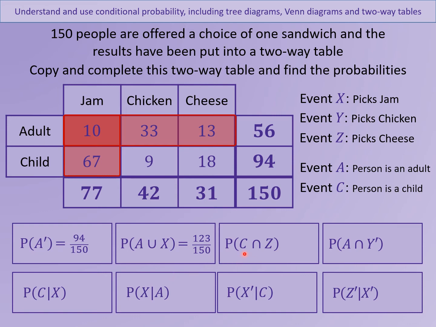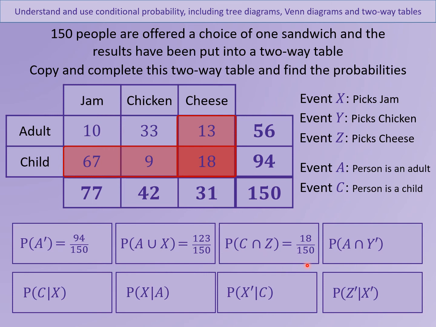The probability of picking a child at random and that child having a cheese sandwich. So what's the probability to pick a child with a cheese sandwich? So there's the child, there's the cheese sandwich, but this time it's an and, not an or. So I need those 18 there. There was 18 children with cheese sandwiches out of 150. So the probability of one and the other is 18 out of 150.